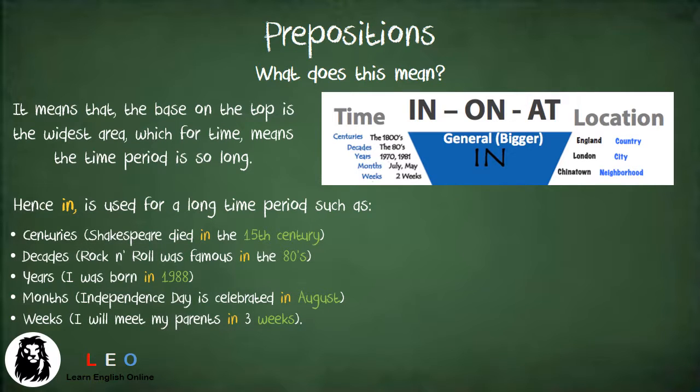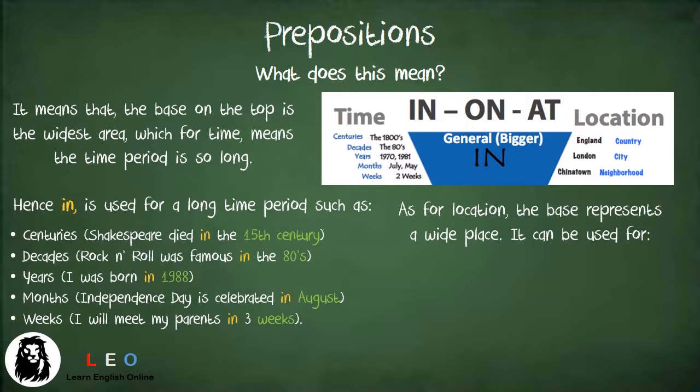Shakespeare died in the 15th century. Decades. Rock and roll was famous in the 80s. Years. I was born in 1988. Months. Independence Day is celebrated in August. Weeks. I will meet my parents in 3 weeks.